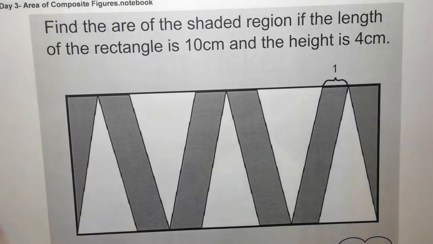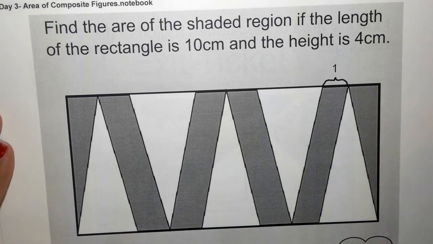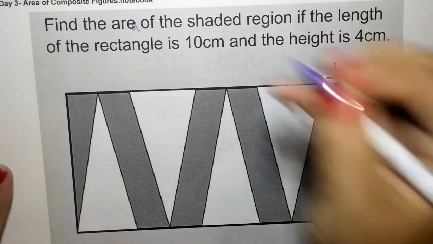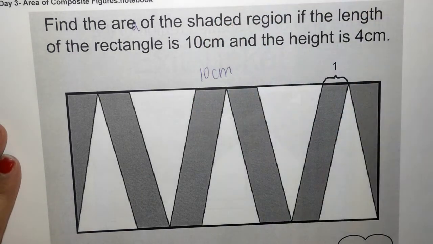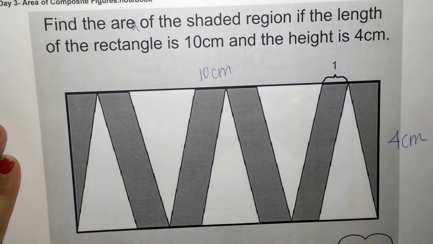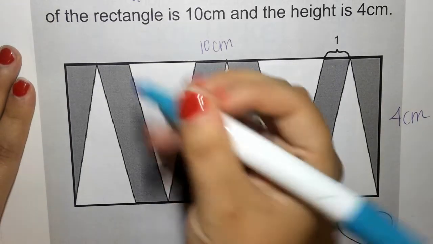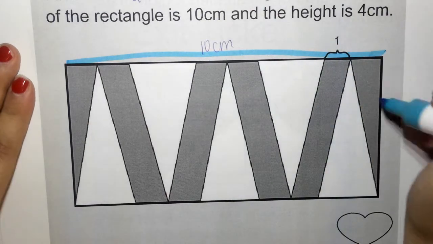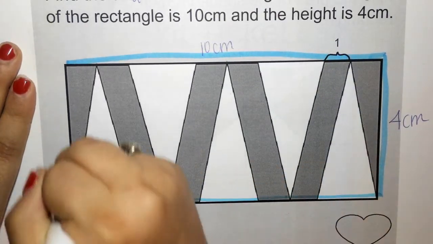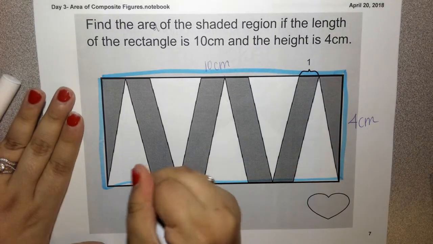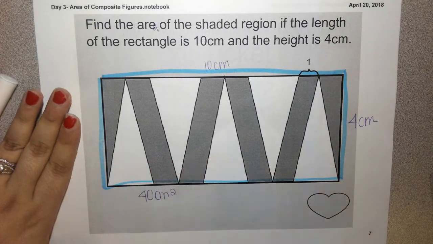You're also going to be asked to find the area of the shaded region, if the length of the rectangle is 10 centimeters and the height is 4 centimeters. So we need to find the area of the big rectangle, which I hope we can all do very quickly and say that it's 40 centimeters squared.